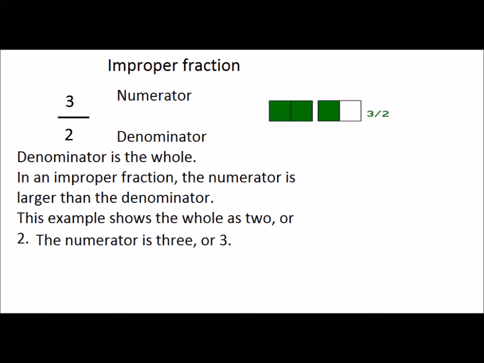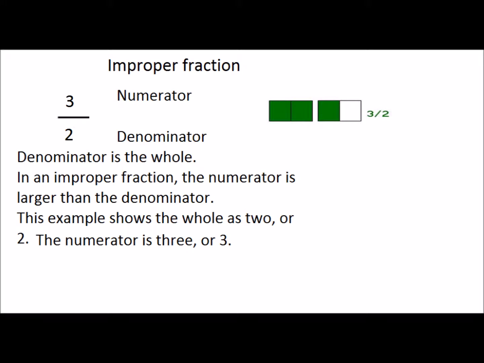The second type of fraction we'll talk about is the improper fraction. So as we see here, we see the number 3 over 2, where the numerator is 3 and the denominator is 2. Now if you're visual, like I am, I like to see this as well. That helps me learn because I can picture it.